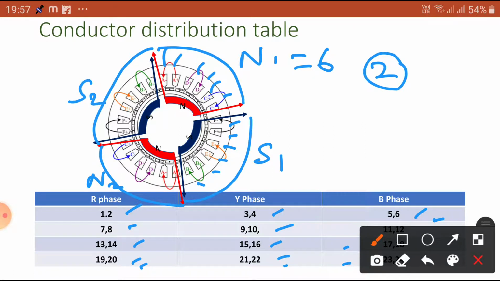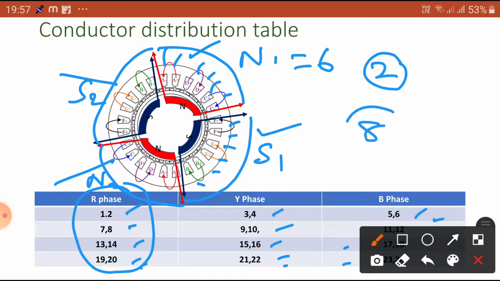slots under each phase. What are the slots allotted? You number the slots. So, 1 and 2 under the first north pole, 7 and 8 under the next, 13 and 14 under the next, and 19 and 20 under the last. Total slots are 8 slots. That is enough. For the R phase, 8 slots are allocated and distributed in the 4 pole machine uniformly.